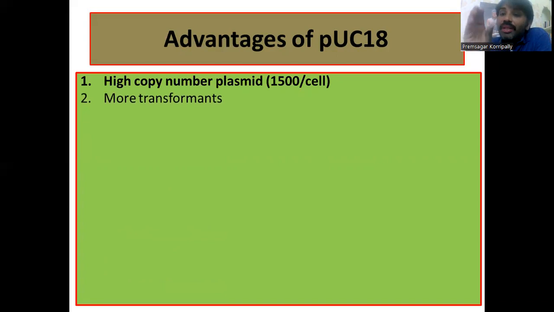And this is because of the small size. Because of the small size, it can enter the cell very easily, so the transformation rate is also high. So you get more transformations: small size and more transformation efficiency.